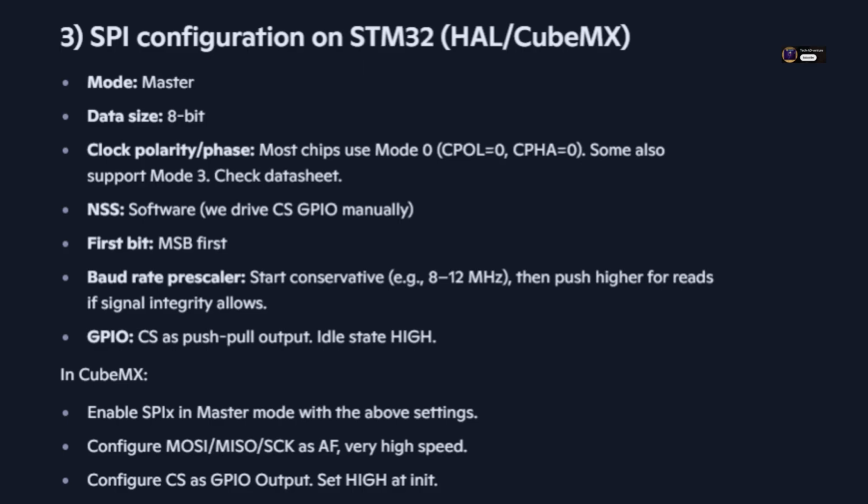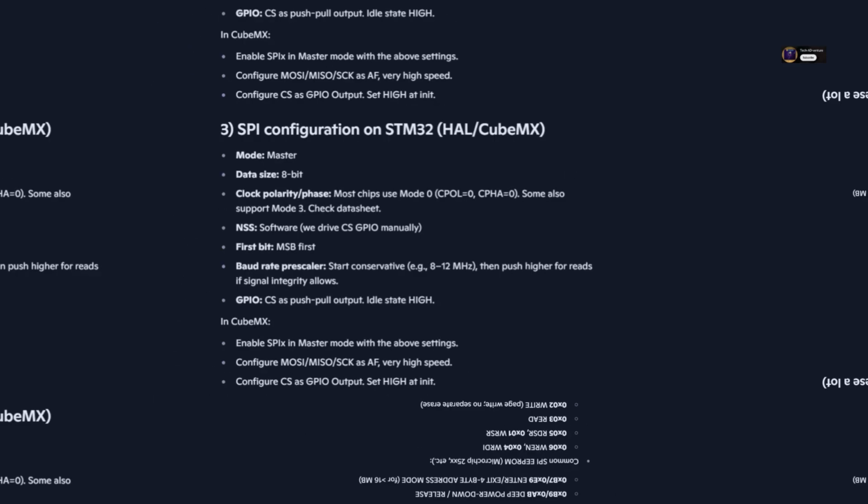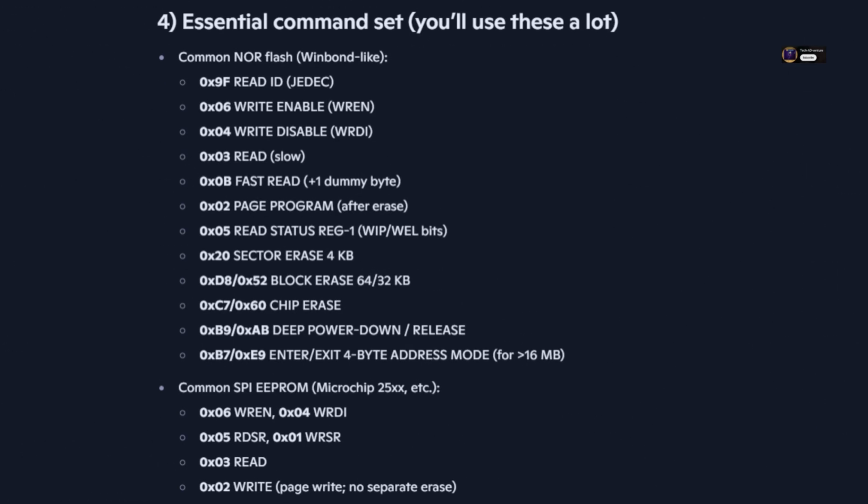Oh, and make sure that GPIO pin you're using for chip select is configured as an output, set to push-pull, and its default state should be HIGH, inactive. Okay, master mode, 8-bit, mode 0, software CS, MSB first, conservative clock speed, CS pin set up right. Makes sense. Now, how do you actually talk to the chip? Do they have like a language?